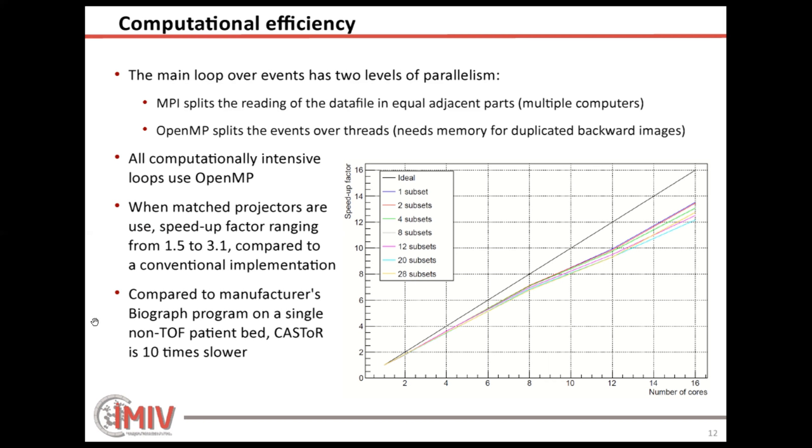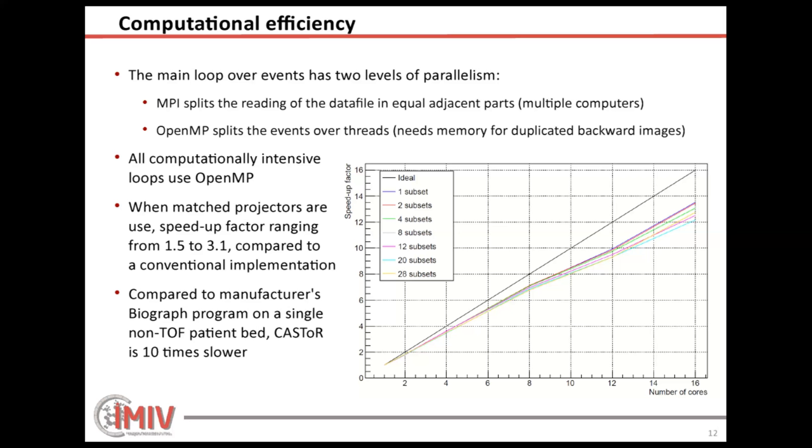We also had available the Biograph software that we can use out of the box. So we compared to this software, and CASToR was 10 times slower on a non-time of flight patient, so with a histogram reconstruction, which is not that bad. But I think that if we compare with a time of flight implementation, CASToR should be maybe slower for time of flight reconstruction.